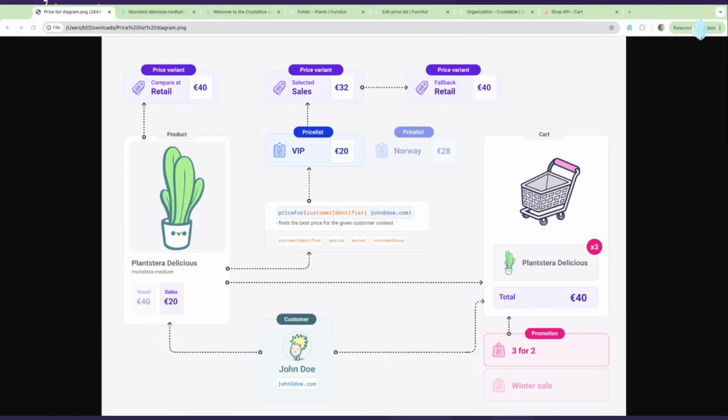Great. Because here, Vasil, we have three concepts, right? The core concept in Crystallize when it comes to pricing is what we call price variance. Yeah, true. There are different ways to use price variance, but a very common pattern is that for a market or a segment of a market, you have at least two price variants.